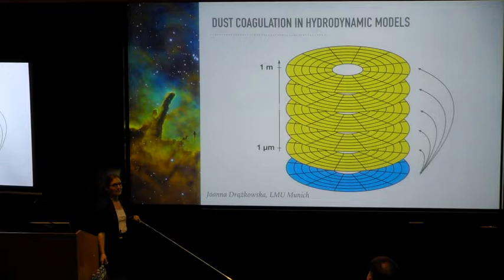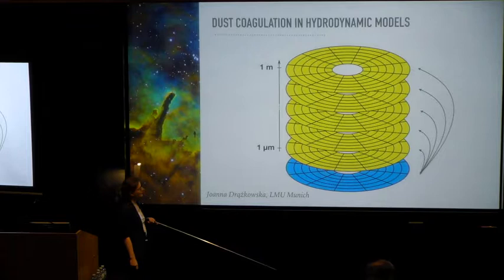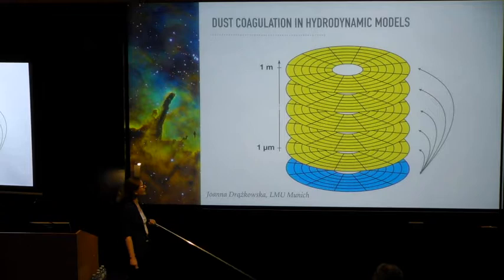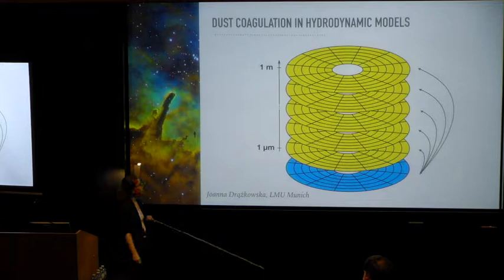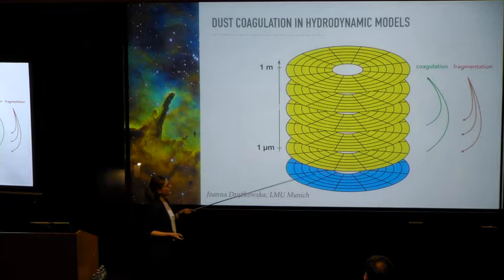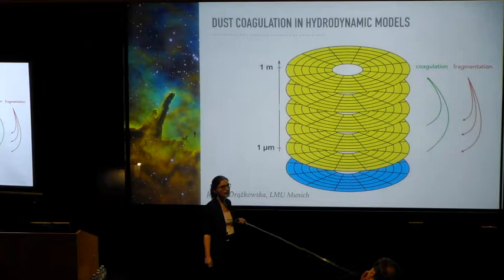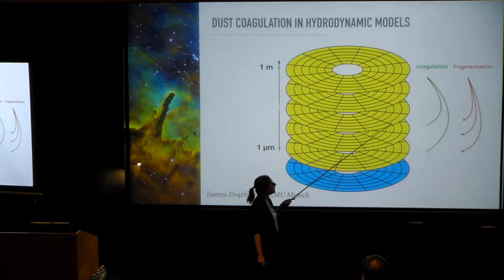And here for coagulation, this will be similar numbers. So for the results I will show you later, we used 151 dust fluids, which gives us a good resolution in this mass grid. And a new thing that we introduce is that we can now shift mass between the dust fluids, right? So as I told you, we need to solve the Smoluchowski equation that will tell us how much mass we need to transfer between different size bins to account for coagulation and fragmentation.